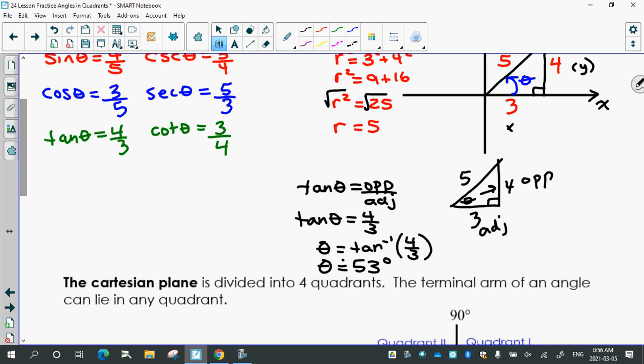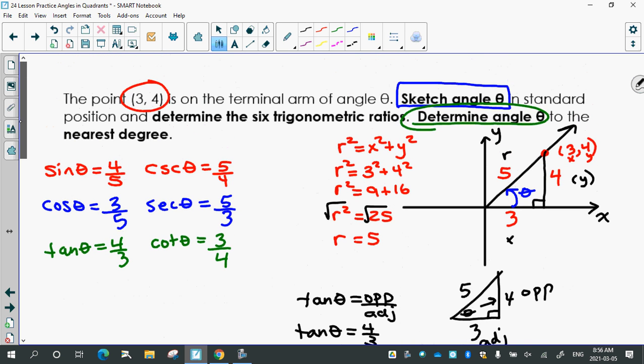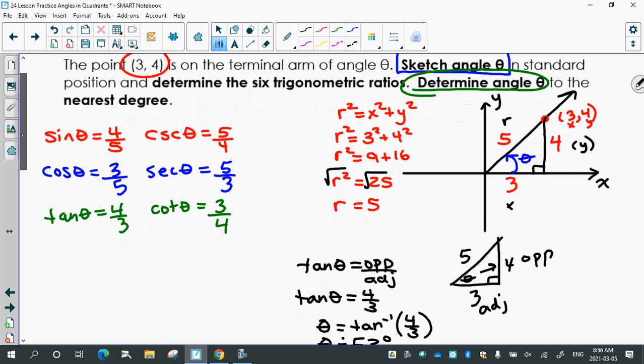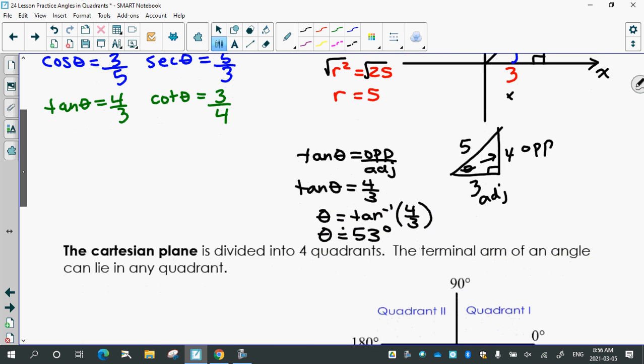Okay, so we've done everything the question asked for. Sketch angle theta in standard position, determine the 6 trig ratios, determine angle theta to the nearest degree. Okay?